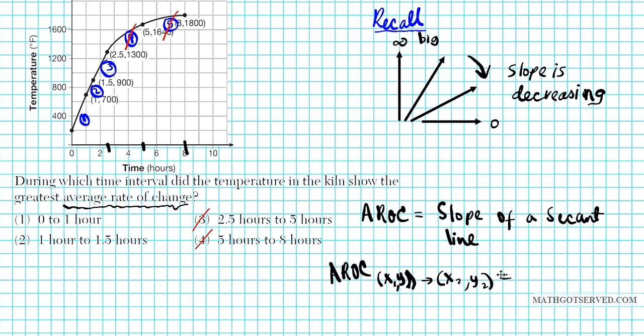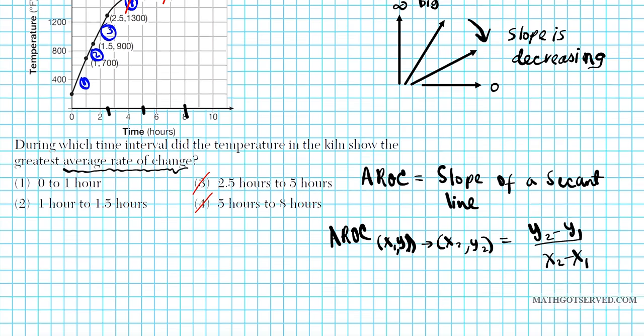You know what the slope formula is? It's rise over run, y2 minus y1 over x2 minus x1. Okay, so the average rate of change is basically the slope. So let's go ahead and do that.